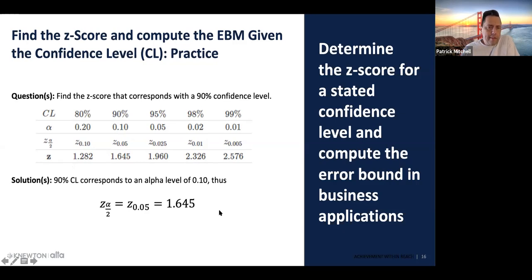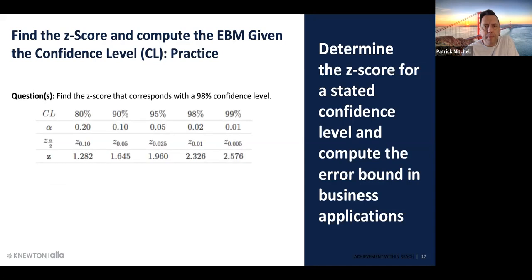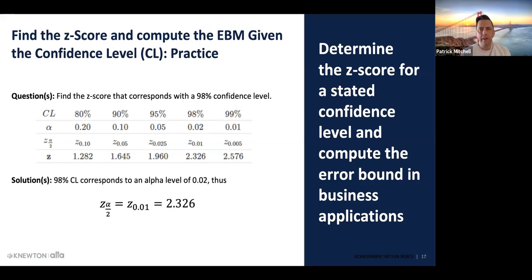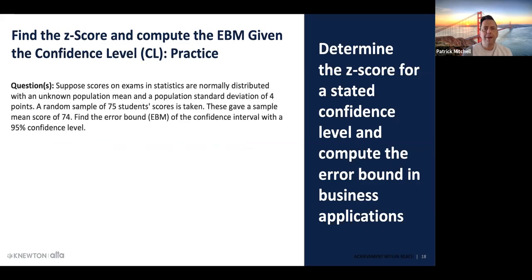All right, so yes, 90% confidence level corresponds to alpha equals 0.10, which is alpha over 2, 0.05, and that z-score is 1.645. Similarly, if you need the z-score that corresponds with a 98% confidence level, that's given right here in the table. That z-score is 2.326. All right.